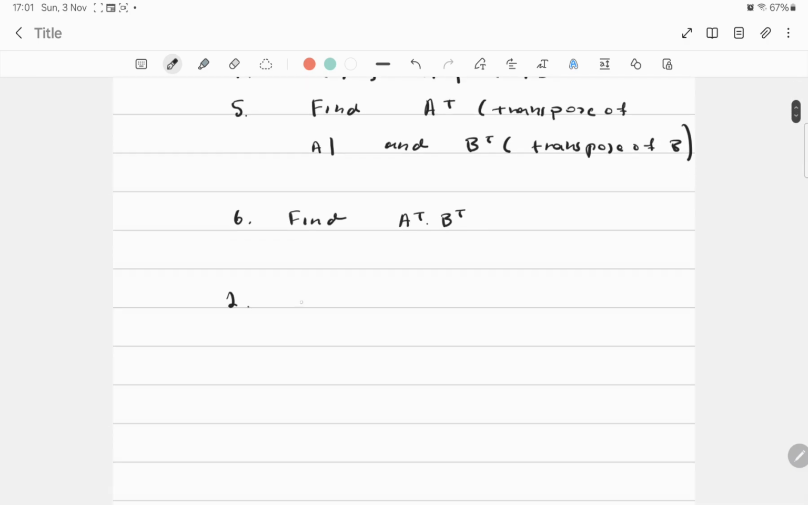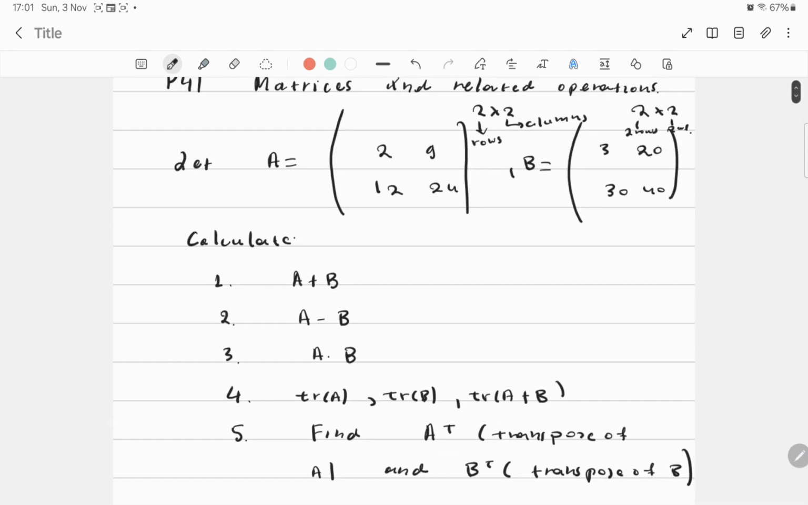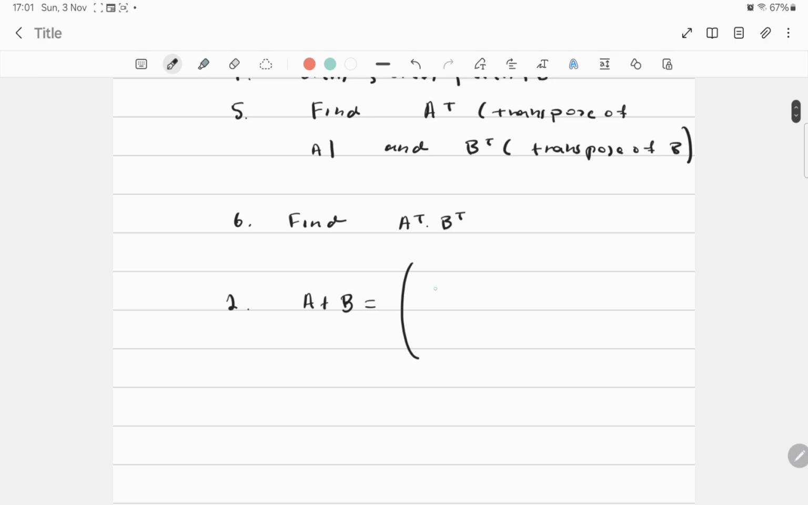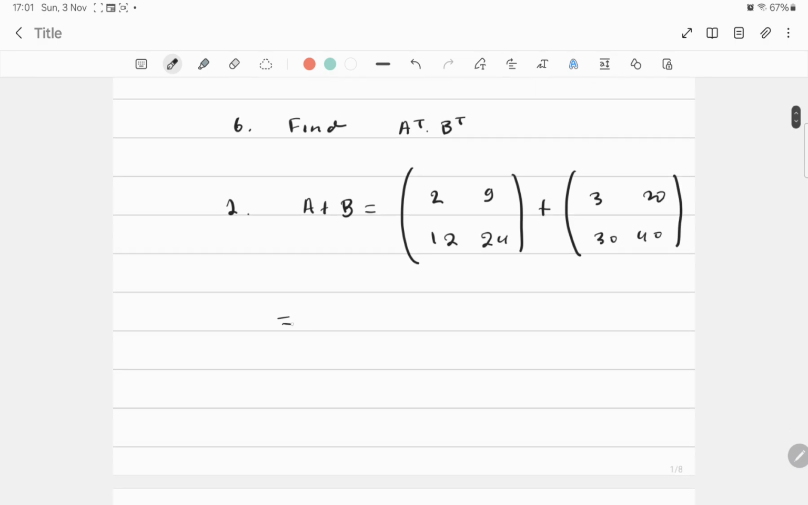The first question is to calculate the sum A plus B. Okay, we write the matrices, plus the matrix B. And what we need to do here, both of them are 2 by 2 matrices. In order to add and subtract, they need to have the same dimensions. So here we can add them with no problem, and we do element-wise addition.